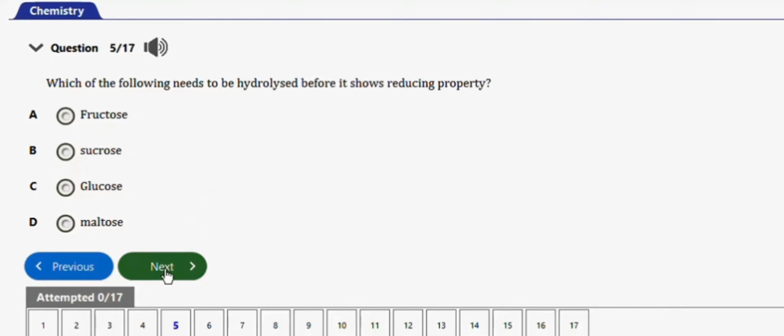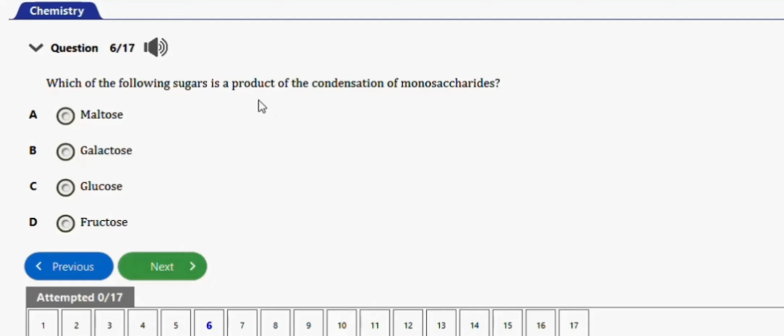The next question says which of the following needs to be hydrolyzed before it shows reducing property? We have fructose, sucrose, glucose, maltose. The right answer is option B, sucrose. Next question says which of the following sugars is a product of the condensation of monosaccharides? We have maltose, galactose, glucose, fructose. The right answer to this question will be maltose. So that's the answer to this question.